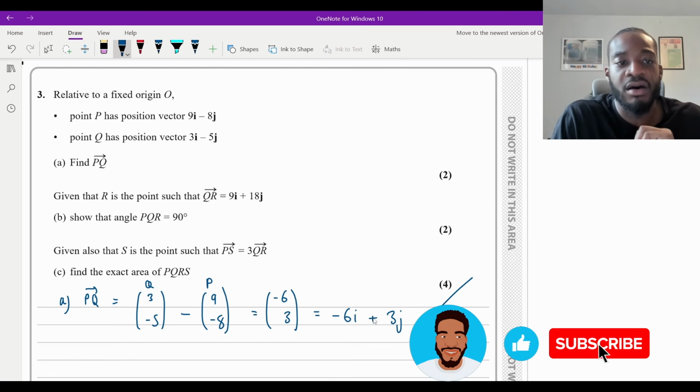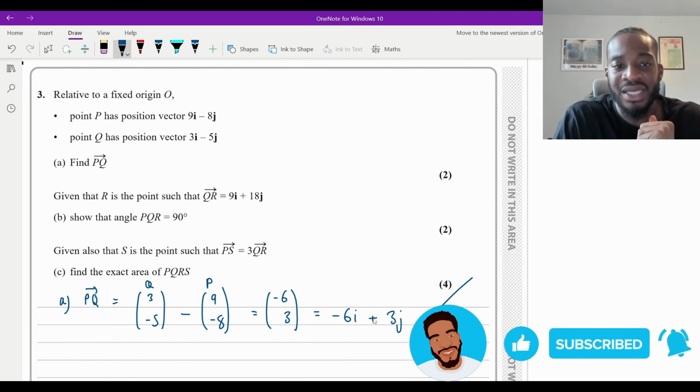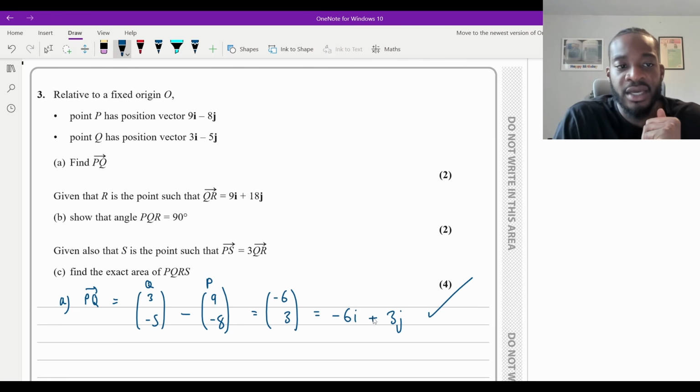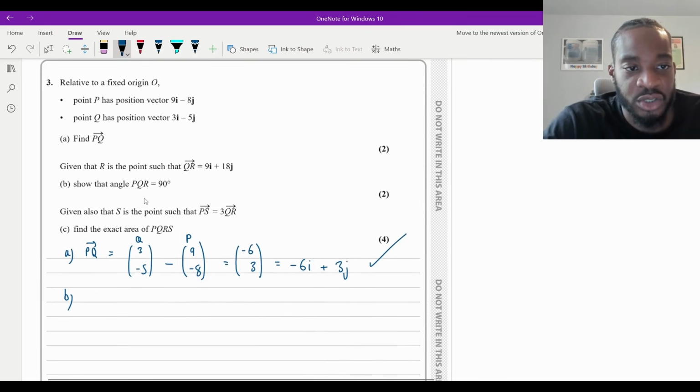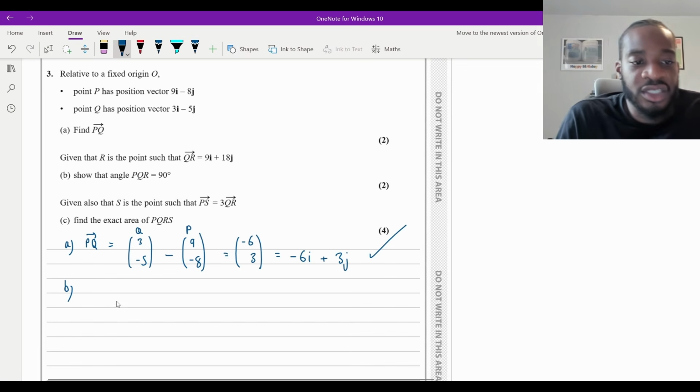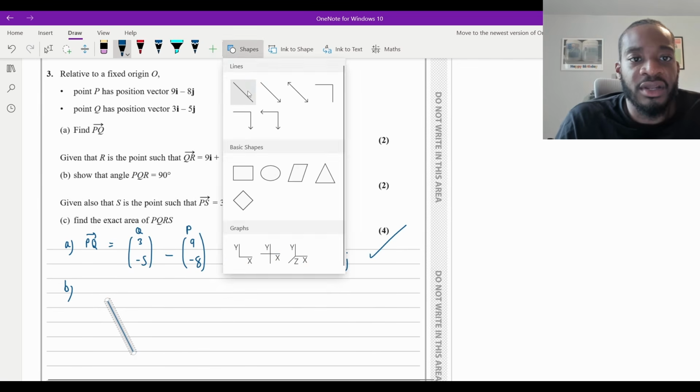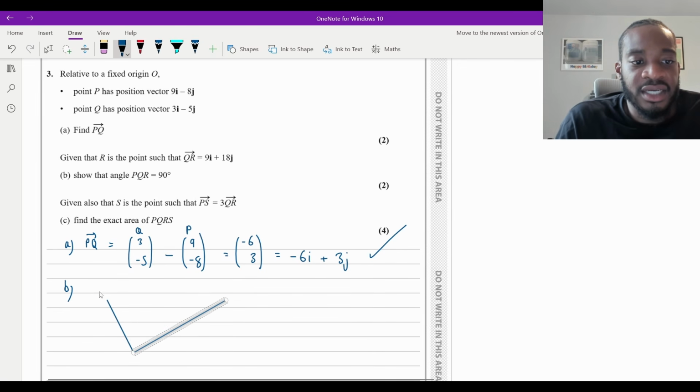Part B says, given that R is the point such that QR is 9i plus 18j, show that angle PQR is 90 degrees. Okay. So if PQR is 90 degrees, you could always visualize these as well. That's why I like to do these types of questions. So angle PQR. Let's just say I've got a line like that, and then another line like that. Let's say this is P, that's Q, and that's R.